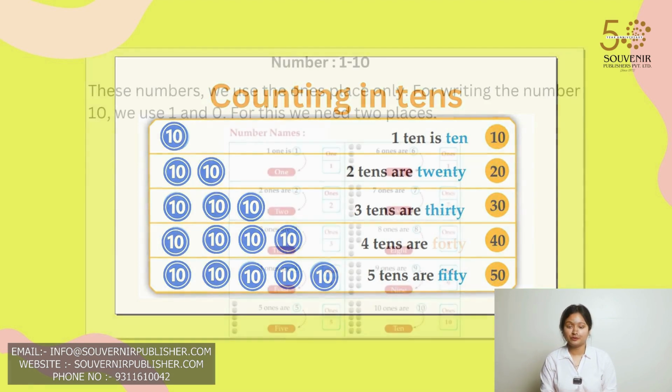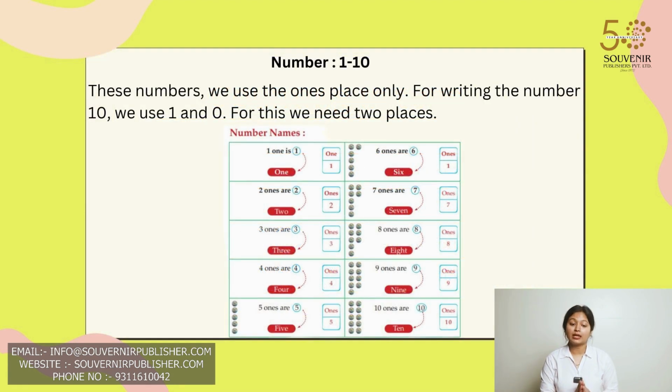Now let's move to numbers 1 to 10. For these numbers we use the ones place only. For writing the number 10, we use 1 and 0. For this we need 2 places. Now let's see, 1 one is 1, 2 ones are going to make 2. If we have 3 ones, then it is going to make 3. Similarly, we can go up to 10.